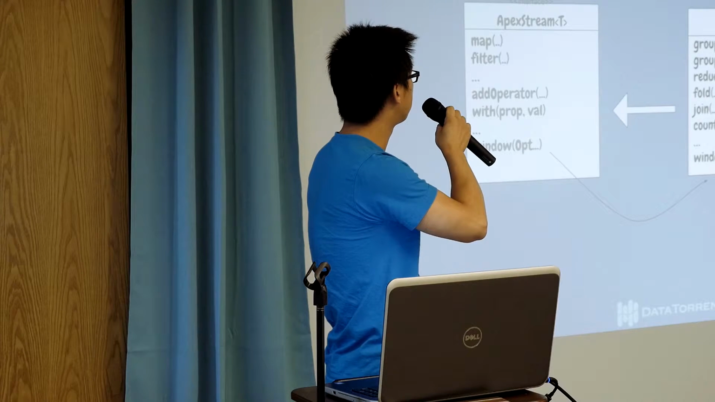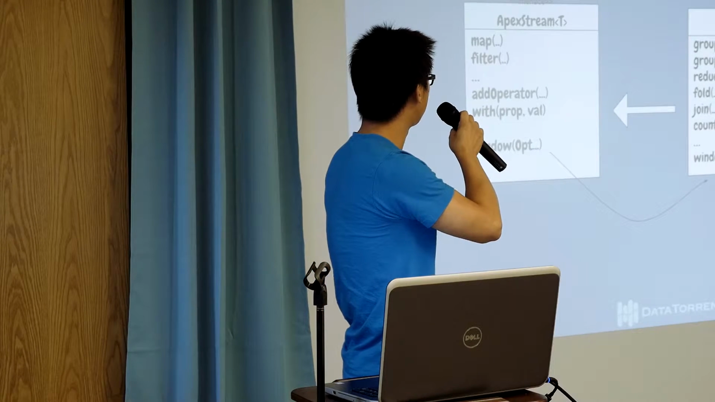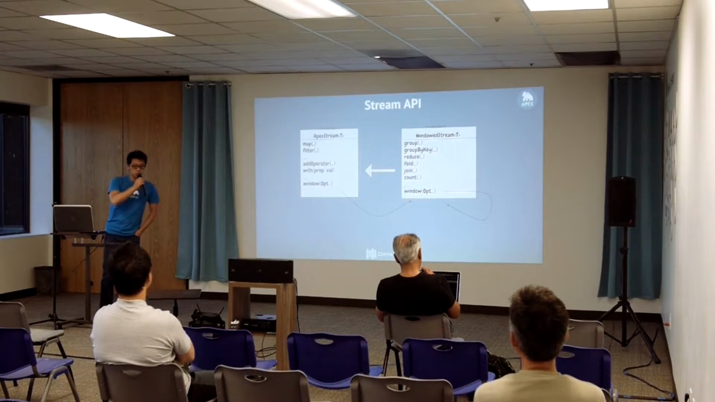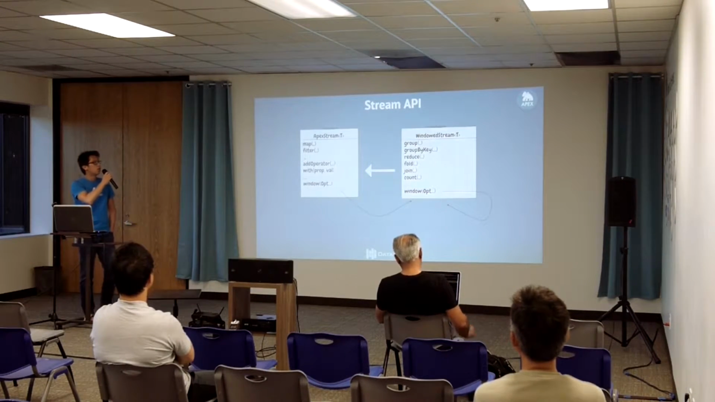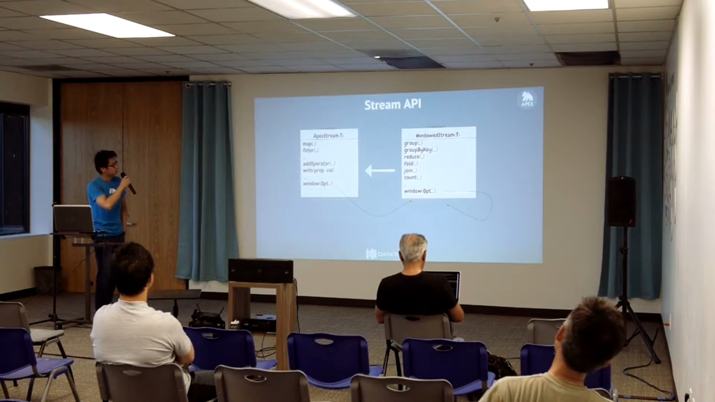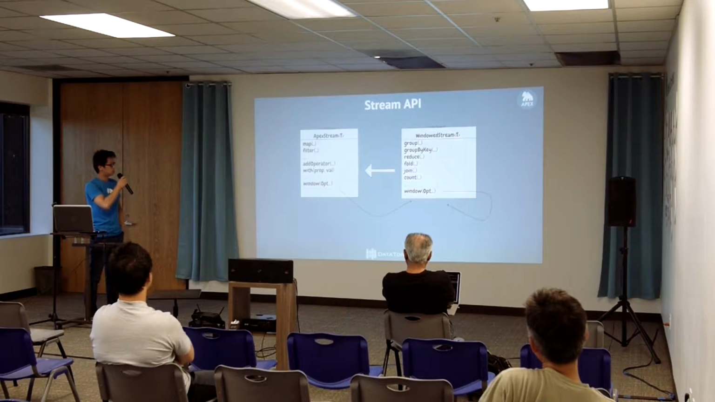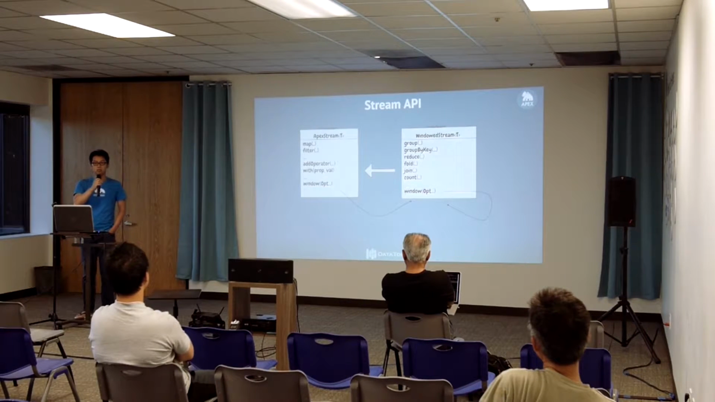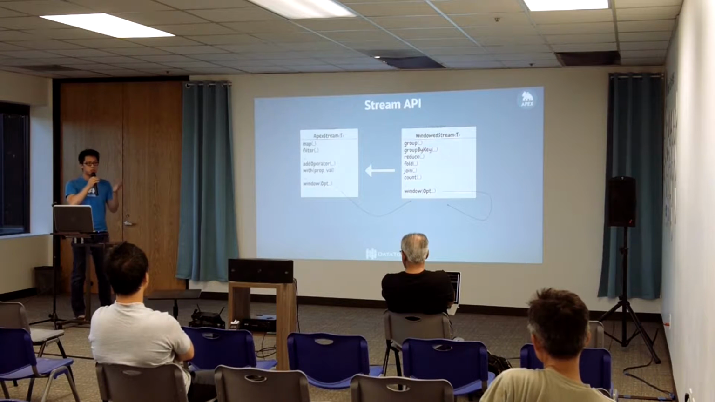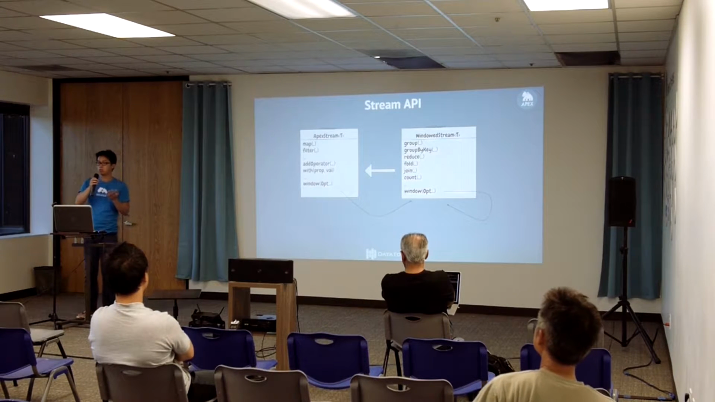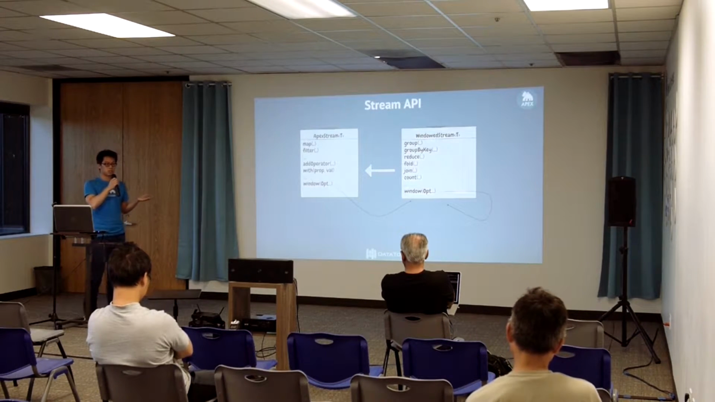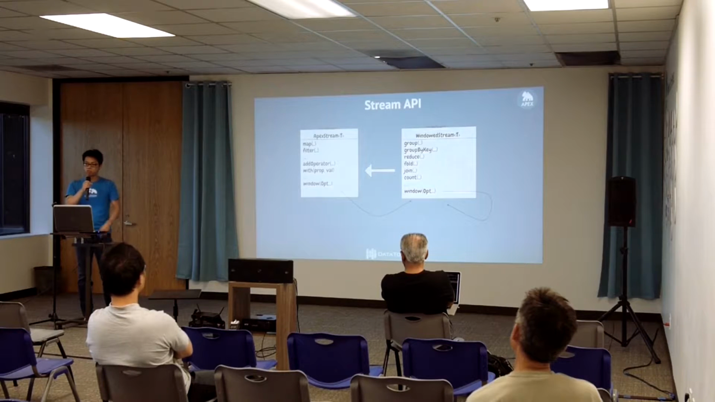Sorry, I think the image messed up. The interface should be in that box. Anyway, there are two interfaces here. One is called ApexStream, and the other is called WindowedStream. Before I talk about this, I will talk a little bit more about why we have these two different interfaces. When we take a look at all the streaming applications out there, they all fall into the same pattern. First of all, you take some input, then you do some transformations in the system, and then you do output.